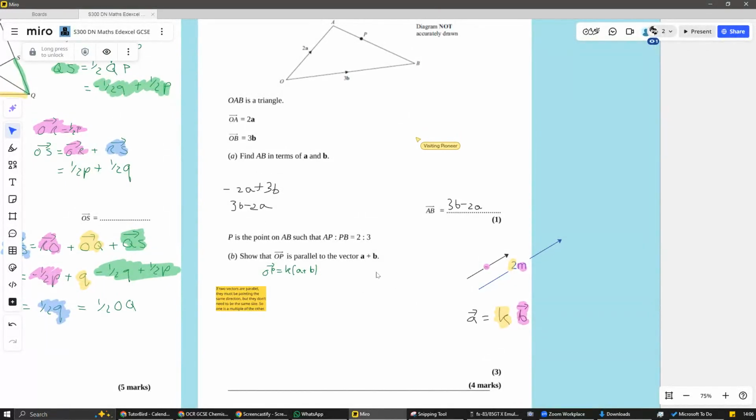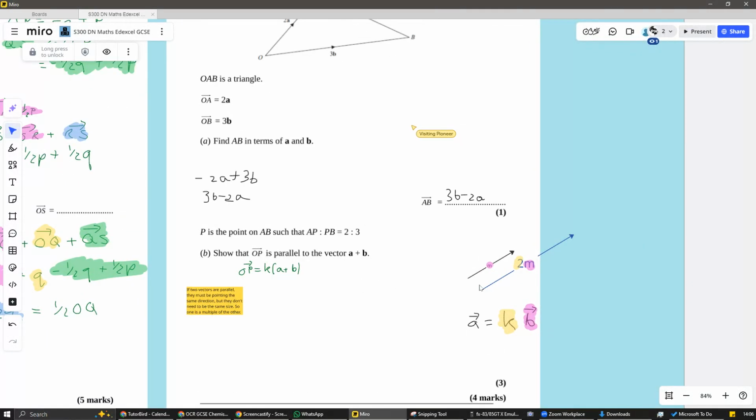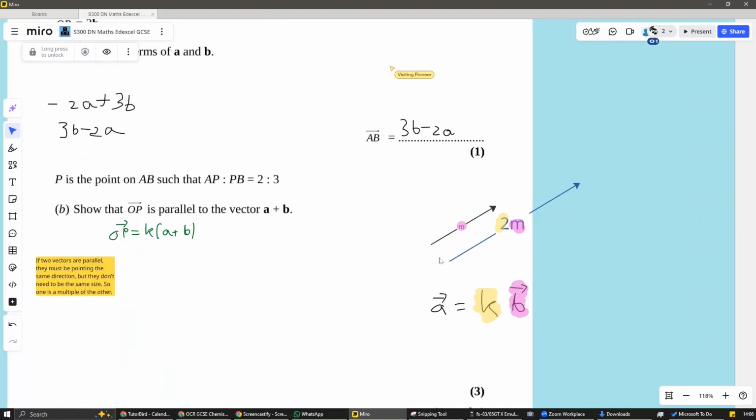Okay, so as I mentioned, if two vectors are parallel to each other, then one will be a multiple of the other, or they both be multiples of each other. So m, in this case, this shorter one is half of the larger one, so the half would be the multiple. Or we could say the larger one is twice the smaller one, so 2 would be the multiple.